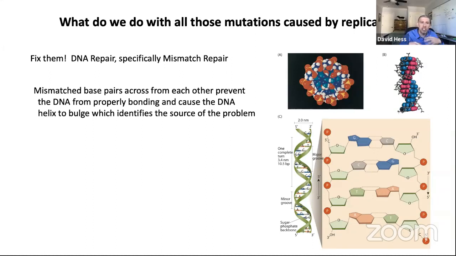The cell is constantly looking for these bulges in DNA, and it knows it has to fix the DNA when it detects one. Now, there are two possibilities from the cell's point of view when it detects a bulge. The first is that replication has come through and made an error, in which case the bases will look normal on each side. There'll be a G across from a T. They can't hydrogen bond with each other, but they look like normal bases. That would be the hallmark of a replication error.